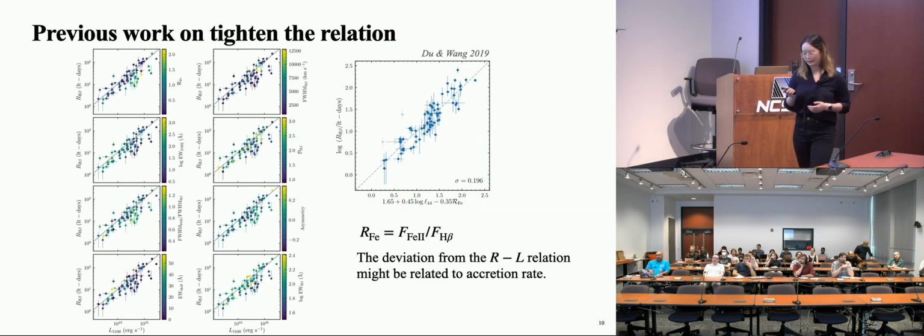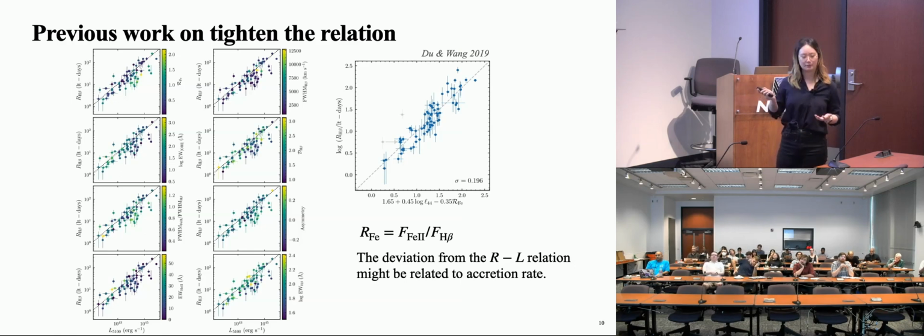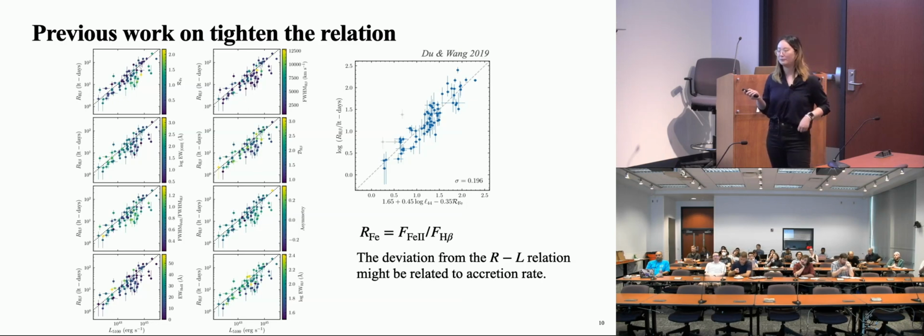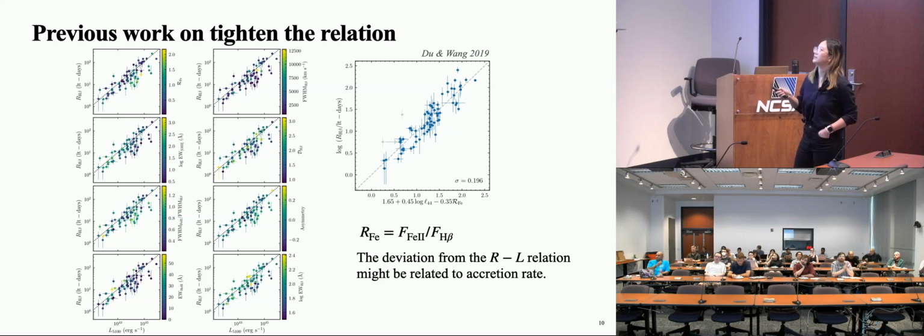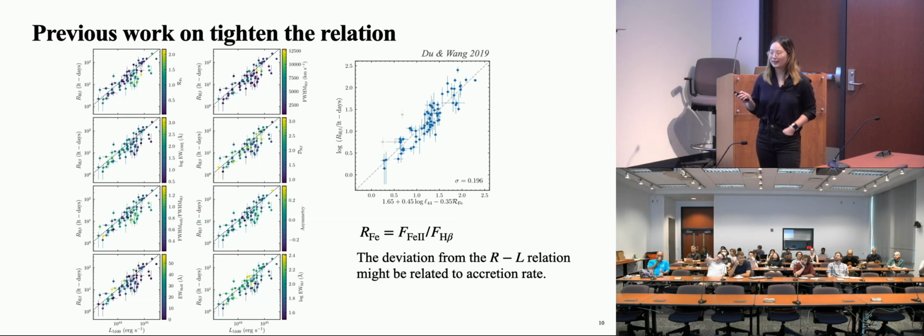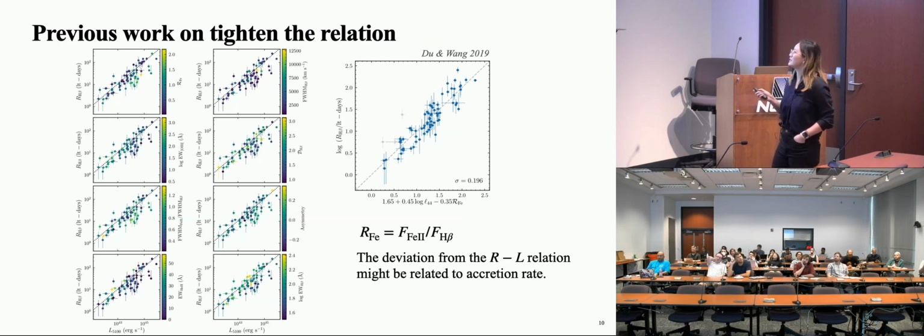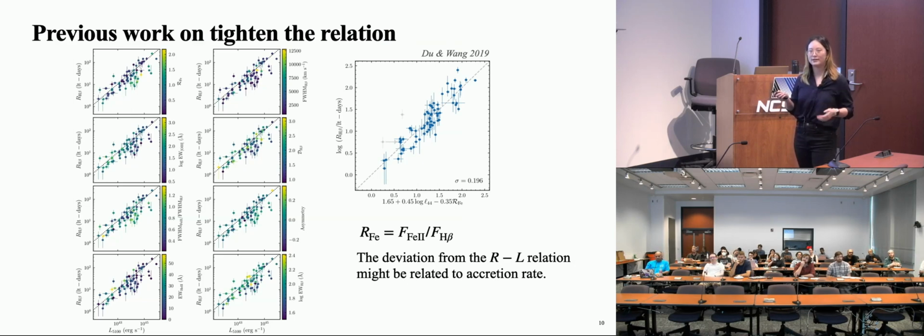There is previous work on this. They tried it in 2019. They tried to find which parameter the RL relation is related to. They tested 8 spectral parameters shown here, and they plot the RL relation color coded by the 8 parameters they chose. They thought the first parameter, R, is the most important one, because you can see that the farther away from that line, the brighter those data points are. So they believe this parameter is a major parameter that we can use to tighten the RL relation.